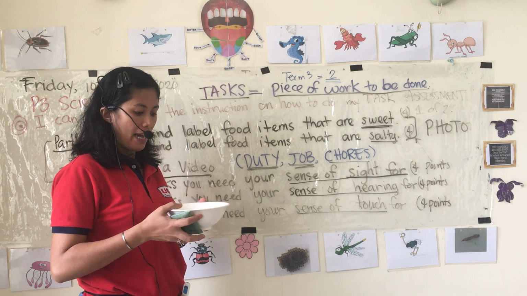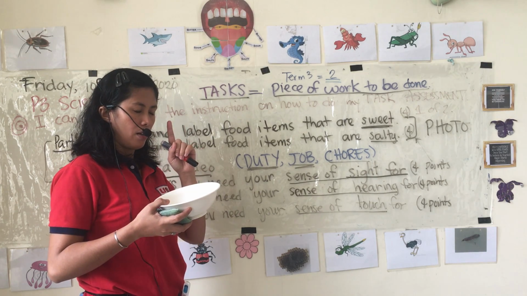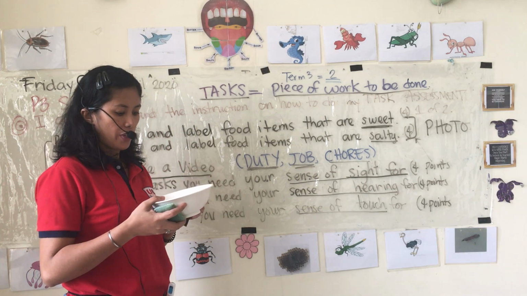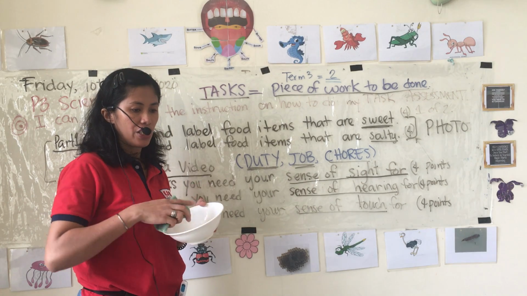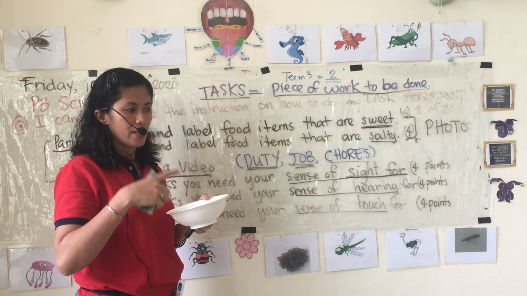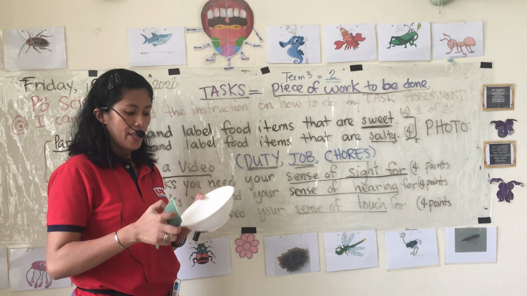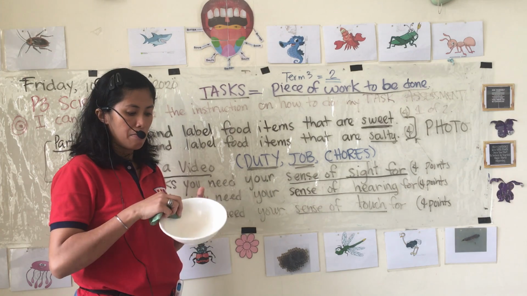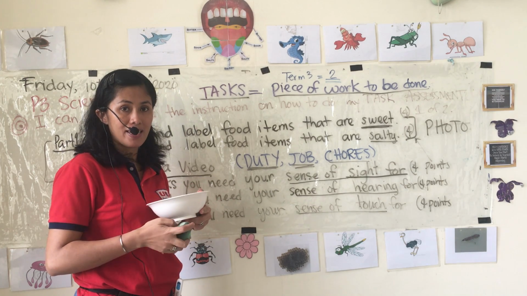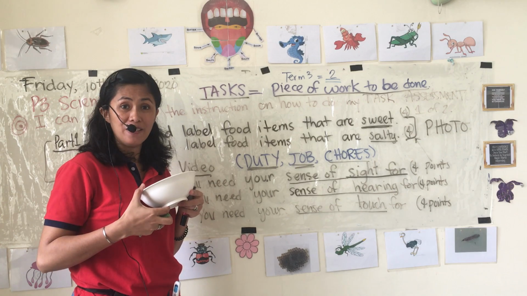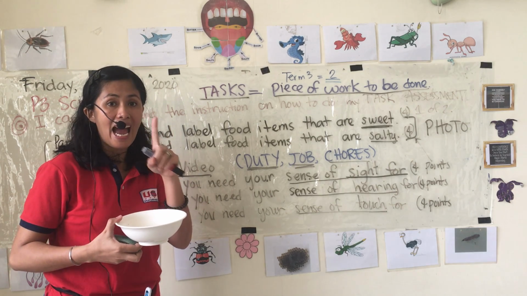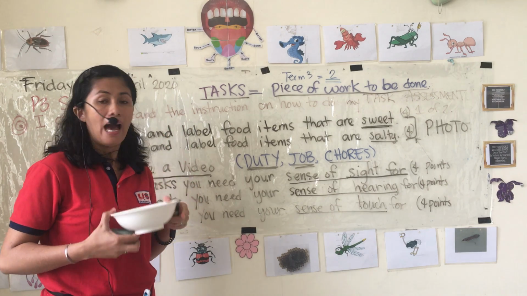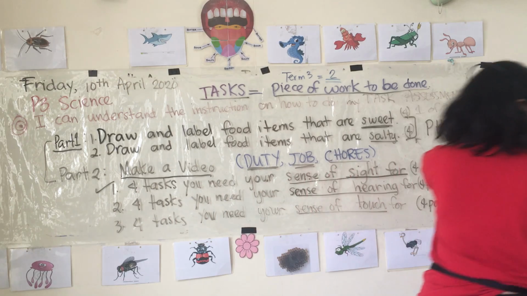Okay, so again, example for sense of sight. For example, when I'm cleaning the dishes, I use my sense of sight to make sure that the plate is clean, that I did not miss any dirty spots, like that. Okay, you understand now? So again, task, an obligation, or not really an obligation, a duty that you do at home.